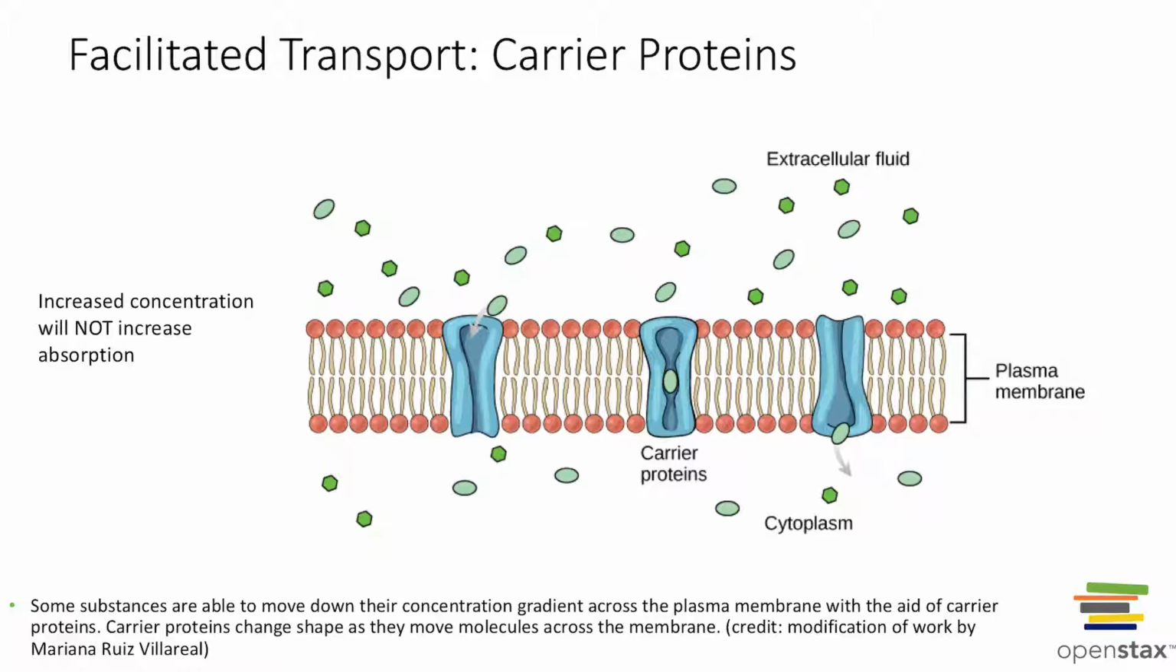Carrier proteins are our last type of facilitated transport. They're similar to channels, but when the molecule binds onto the outside of this carrier protein, the carrier protein physically changes shape, and it literally carries or shuttles that solute through the protein and into the cell. It doesn't matter what the concentration of the solute is outside the cell, you're still limited by the number of carrier proteins that can actually carry or ferry those molecules across the membrane and into the cell.